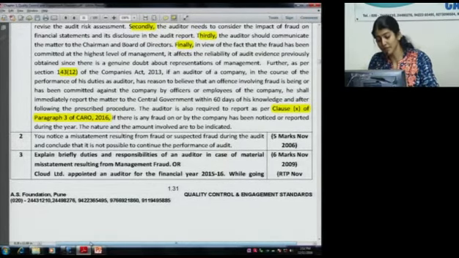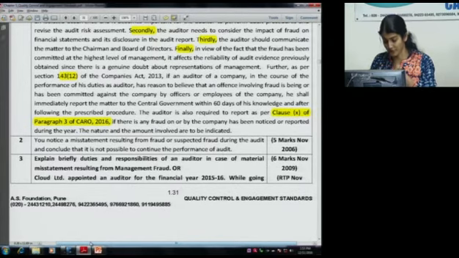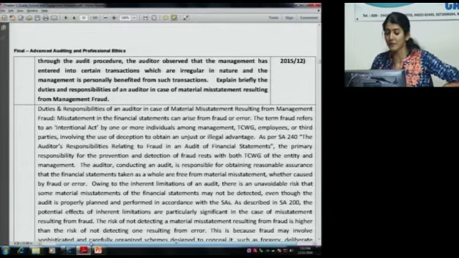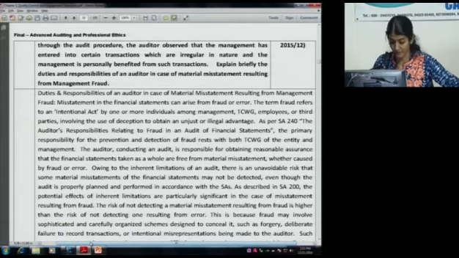Explain briefly the duties and responsibilities of an auditor in case of a material misstatement resulting from management fraud. Cloud Limited appointed an auditor for 15-16. While going through the audit, the auditor observed that management has entered into transactions which are irregular in nature and management has personally benefited from such transactions. So again, you can write down 1, 2, 3, 4 over there.